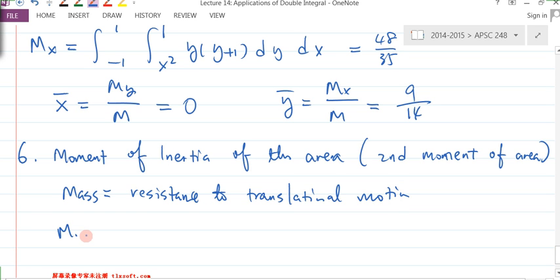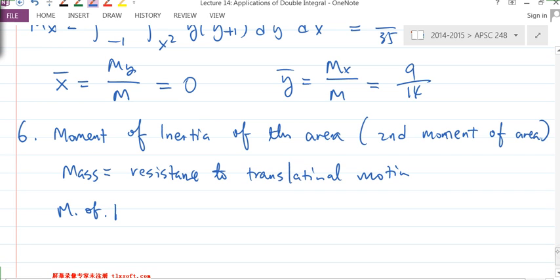Now, what about moment of inertia? Whenever you talk about moment of inertia, it's a quantity associated with an axis of rotation. Here's an object, here's the axis, and now you want to rotate the object about this axis. Then the physical meaning of the moment of inertia, just like the mass, will be a resistance to rotation about that axis.